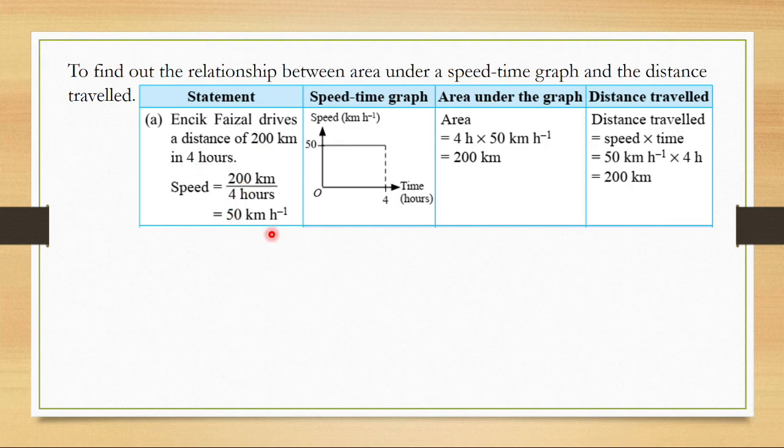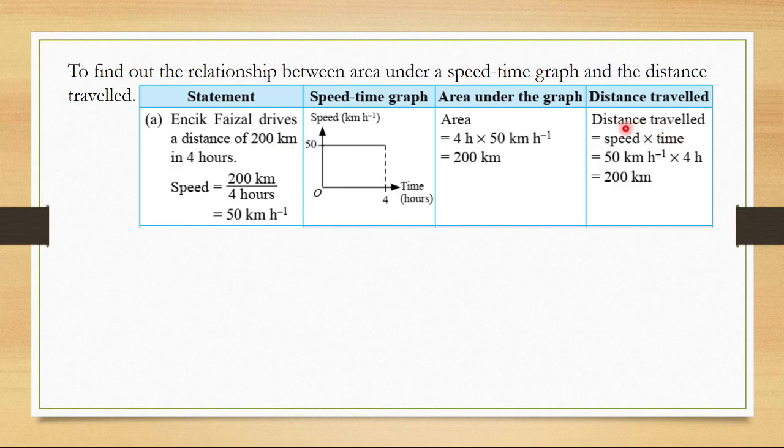Then to draw a speed time graph, you need a speed, right? The speed is 50 km per hour, and then the time is 4 hours. So it is a straight line like this. Okay, then you can see the area here under the graph. How to get the area? To get the area, it is 4 times 50 km per hour, right? So we will have 200 km, whereby this one represents the distance traveled.